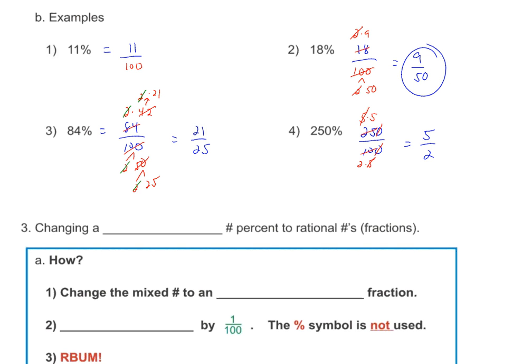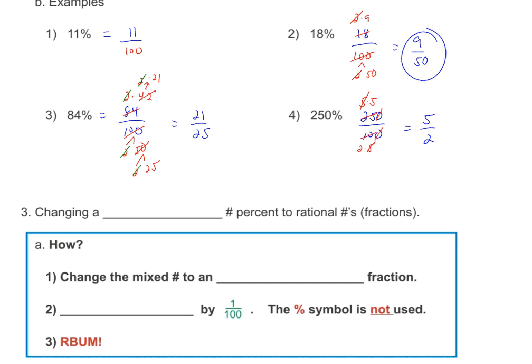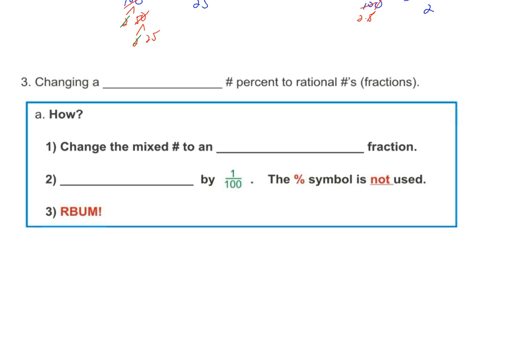All right, what else? How about changing a mixed number percent to a rational number, a fraction? A mixed number percent. All right, so how do you do this one? It's not so hard. Change the mixed number to an improper fraction. We know how to do that. Done it already, right? We know how to change a mixed number to an improper fraction.